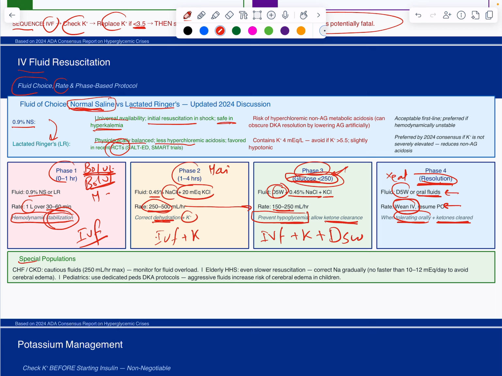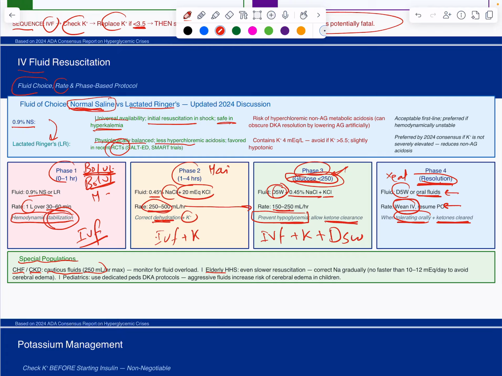Some special populations that you need to be aware of, like CHF and CKD, those patients can be volume overloaded. Of course, if it's CKD stage 1 or CHF and it's compensated, you can be more free or liberal with the IV fluid. But if they are decompensated somehow or they have any signs or symptoms of volume overload, you need to be very cautious with fluid. So instead of 500 cc per hour, you can just do 250. Instead of the bolus of 1 liter, you can give just 500 cc.